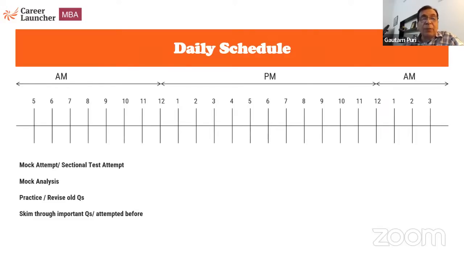Now, my worry most of the time is, out of the things which you have written, mock attempt, sectional attempt, mock analysis, practice, revise all questions, skim through important questions, people will do practically everything except revising all questions. If you don't revise, there's no way you're going to improve on your accuracy. If you don't revise, you will not improve on your speed. And this is especially true for quant and DILR.